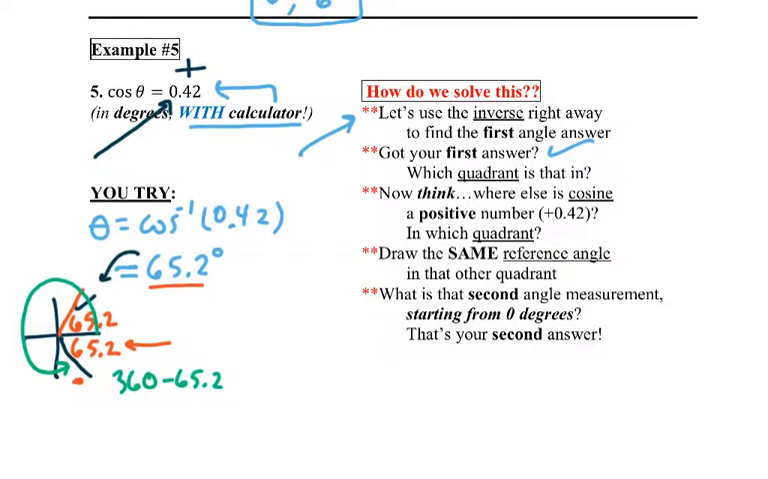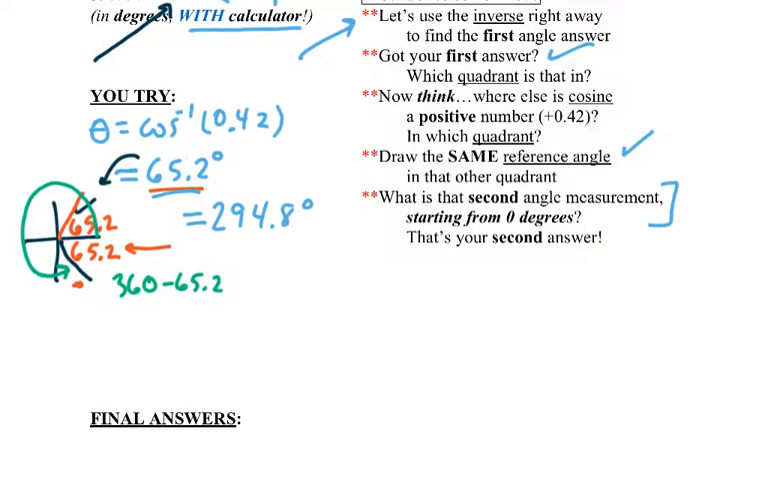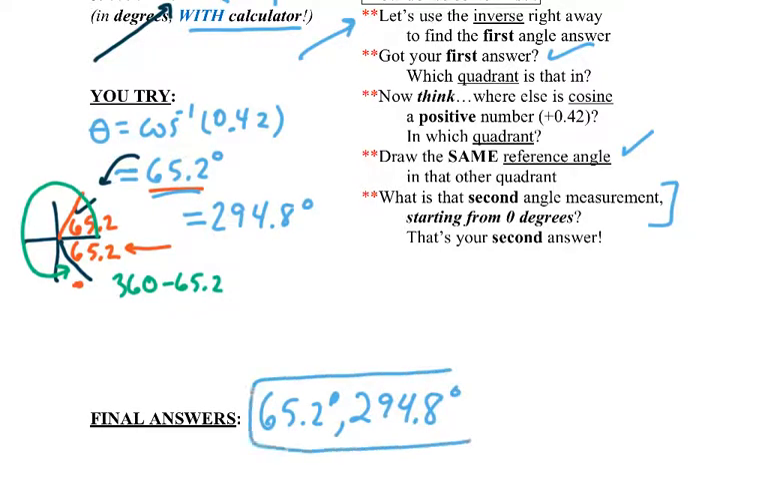So my first answer was 65.2. My second answer is 360 minus that, which is 294.8 degrees. So we drew the same reference angle of 65.2. We drew that in the fourth quadrant. And then thinking about from 0 degrees, from due east, to get to that angle, how'd you get there? And we did 360 minus that. Final answers: 65.2 was the first angle and 294.8. Again, this is algebra in a way, so you can just plug these answers back into your original question just to check it out.